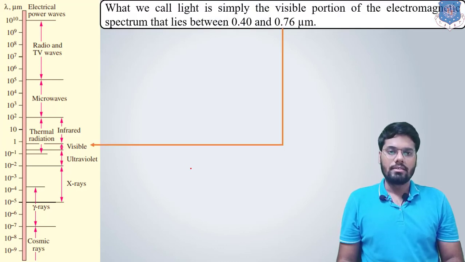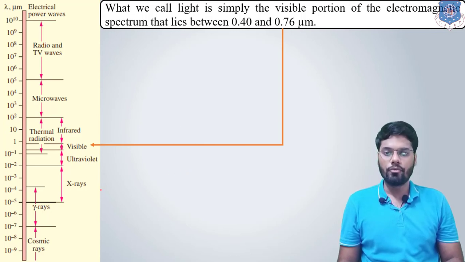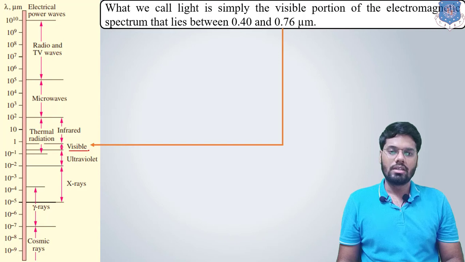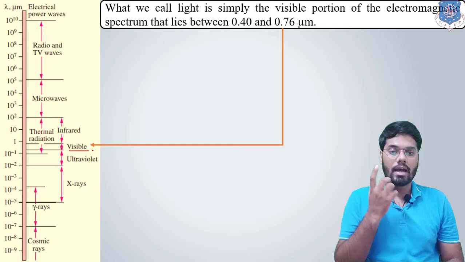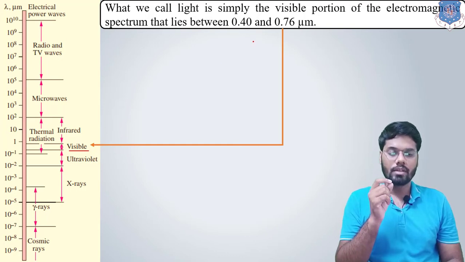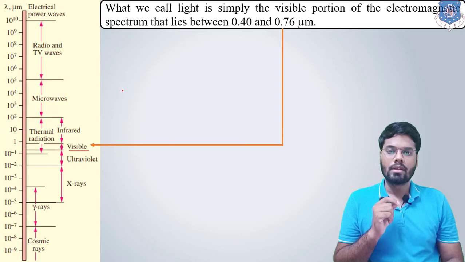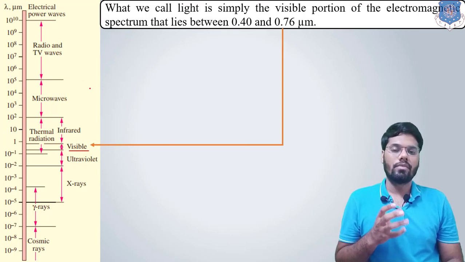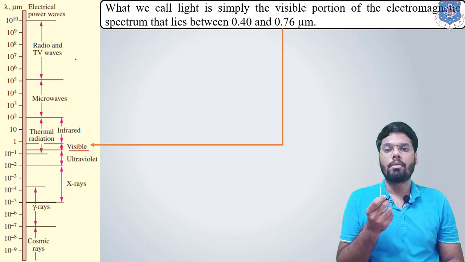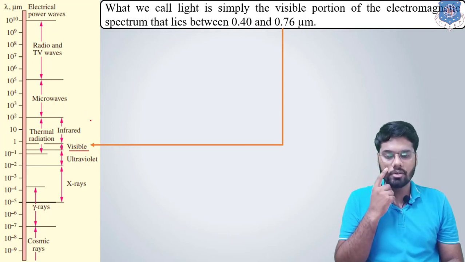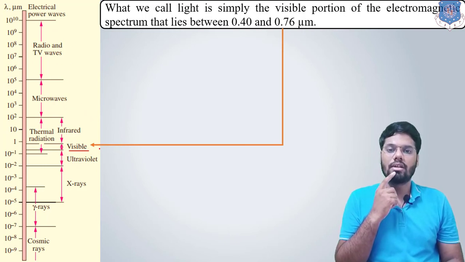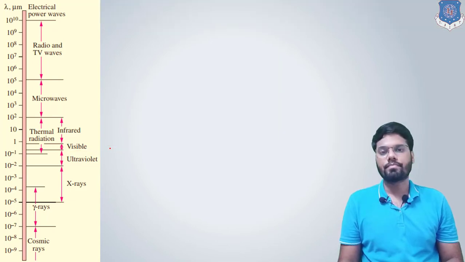What we call light is simply the visible portion of the electromagnetic spectrum, that is, light between 0.4 and 0.76 micron, as we can see from this spectrum. This portion is known as visible light, which we can see with our eyes. This is the only range which is visible to our eyes. The other electromagnetic waves we are not able to see, because the range which our eye can see is only this range, which is known as visible light.